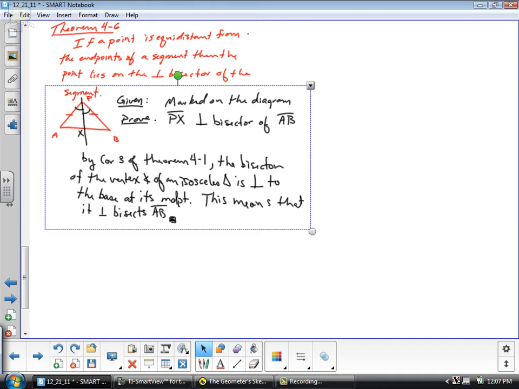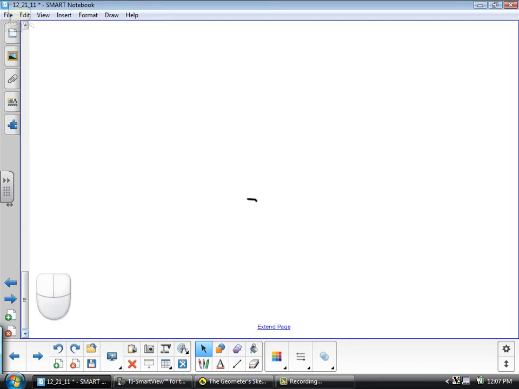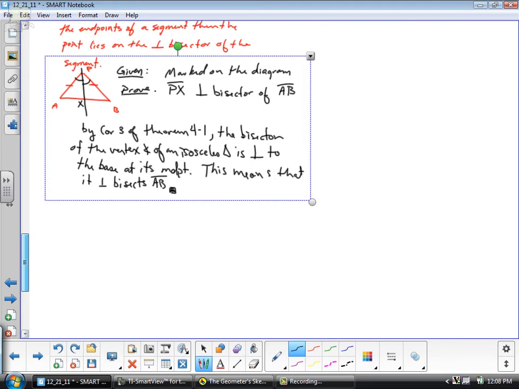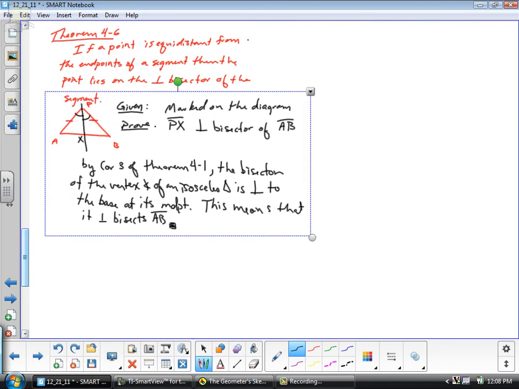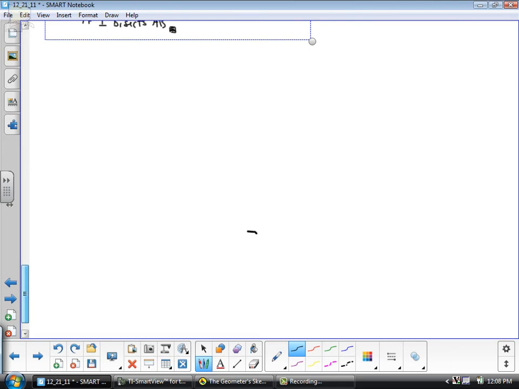Here, theorem 4.7: if a point lies on the bisector of an angle, then the point is equidistant from the sides of the angle. It says that it perpendicularly bisects segment C. Theorem 4.7: if a point lies on the bisector of an angle, then the point is equidistant from the sides of the angle.